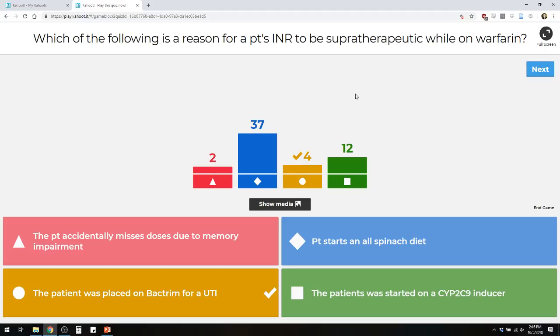They'd probably be closer to 1, right? If you said 0, I would definitely say that's not actually right, because you can't have a 0 INR. It'd be all clot, I guess, at that point. Just like when someone says the patient had a GCS of 0. They can't have 0. 3 is the lowest you get, right? Anyway, patient starts an all-spinach diet.